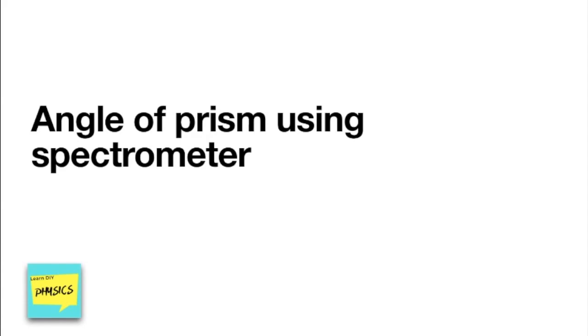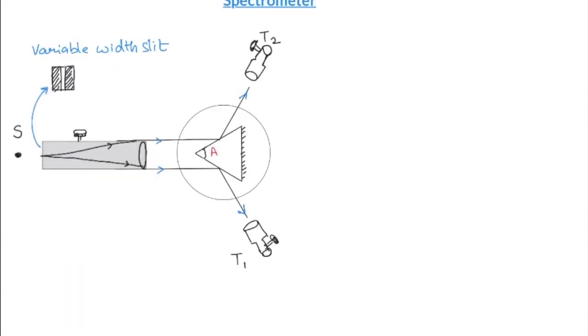So let us begin. This is a basic spectrometer setup. Spectrometer is an optical instrument which is used for observing spectra of different sources. Generally we use sodium source, mercury source, etc. in our lab experiments. So angle of prism measurement is the first step in doing any advanced experiment related to spectrometer with the use of prism.